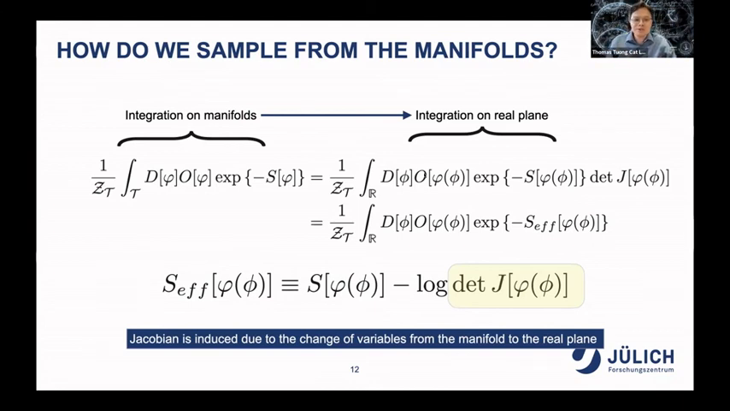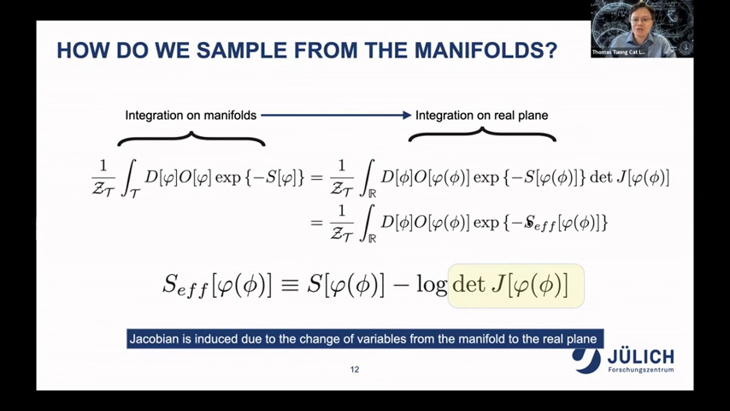Of course, we want to evaluate the observables and the actions on the manifold still. So var phi becomes a function of the variables on the real plane. And then, of course, since we've done this change of variables, we induce a Jacobian det J of var phi here. Again, we saw this yesterday in both Will's and Andre's talk.